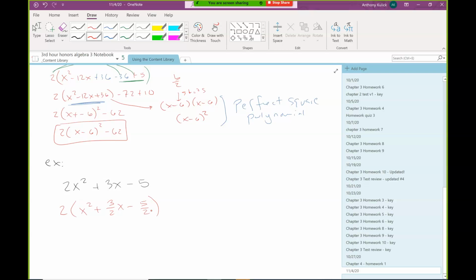Anyways, next up, what do we do? B divided by 2, squared. Okay. So in this case, that's 3 over 2. 3 over 2 divided by 2 is the same thing as 3 over 2 times 1/2. So that's 3 over 4, right? Squared, that's the same thing as 3 squared over 4 squared, 9 over 16. Everybody's okay with that?